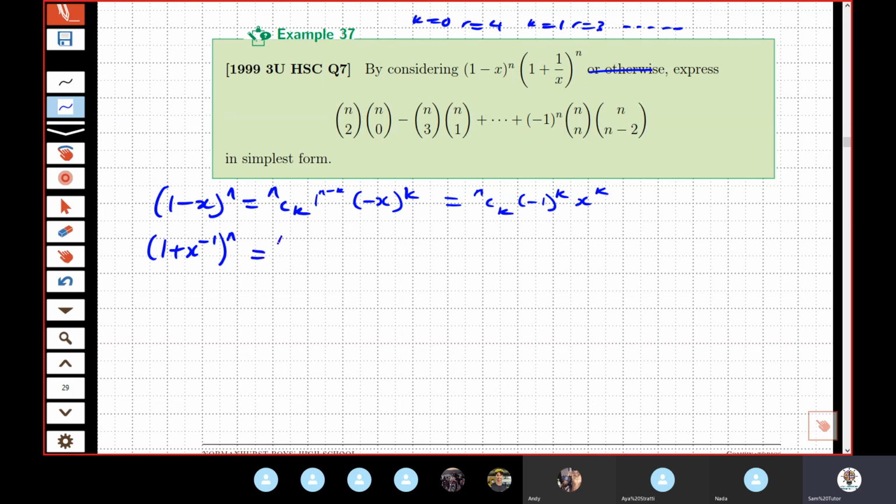All right. N choose r, again 1 to the n minus r, x to the negative r. Again, we'll just fix it up a little bit. Not that this needs much fixing. There it is.